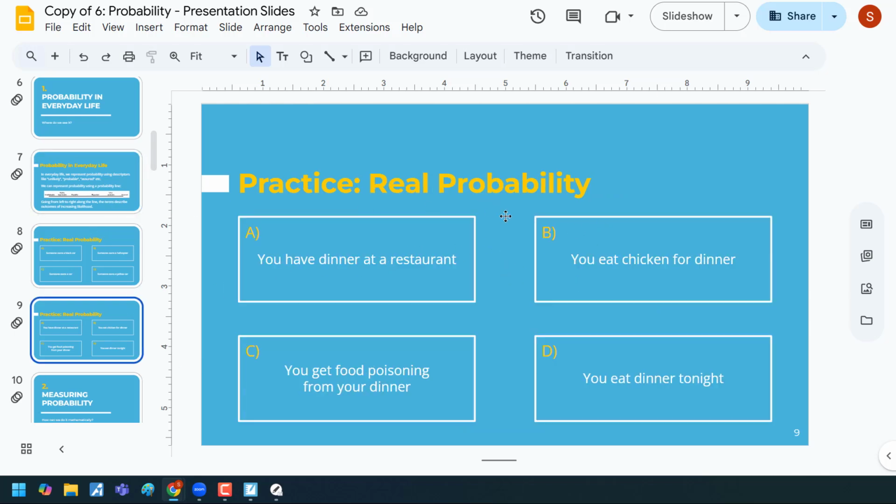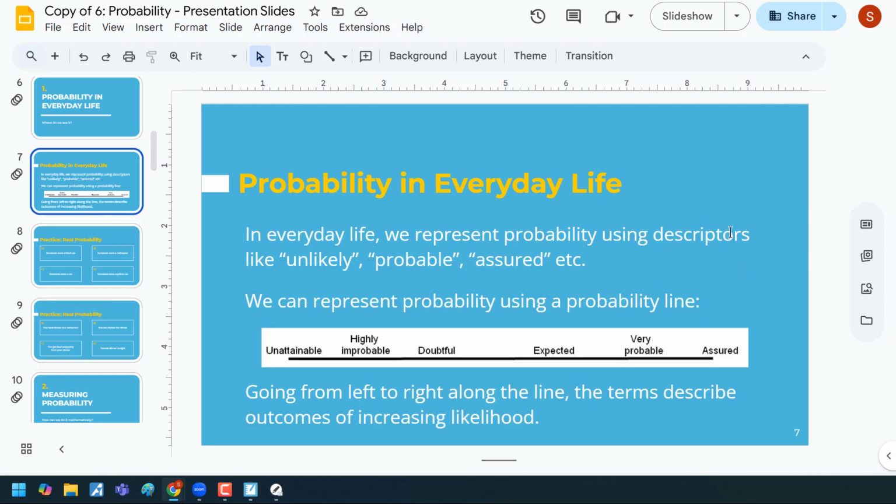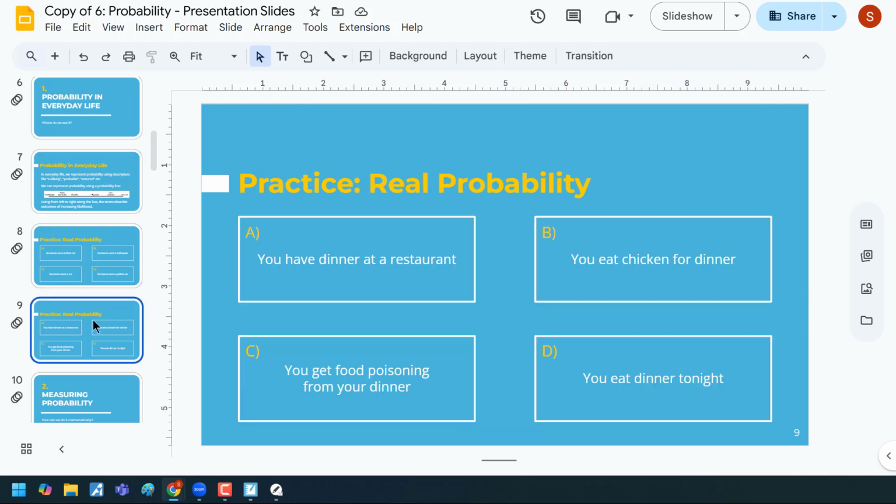So yeah, you eat chicken for dinner. Same thing. It's like you would know if you talk to your mom or dad, and you see the chicken, or they tell you that we're having chicken for dinner. It's very probable. Whereas it could be highly improbable, depending on maybe you're having pizza or something.